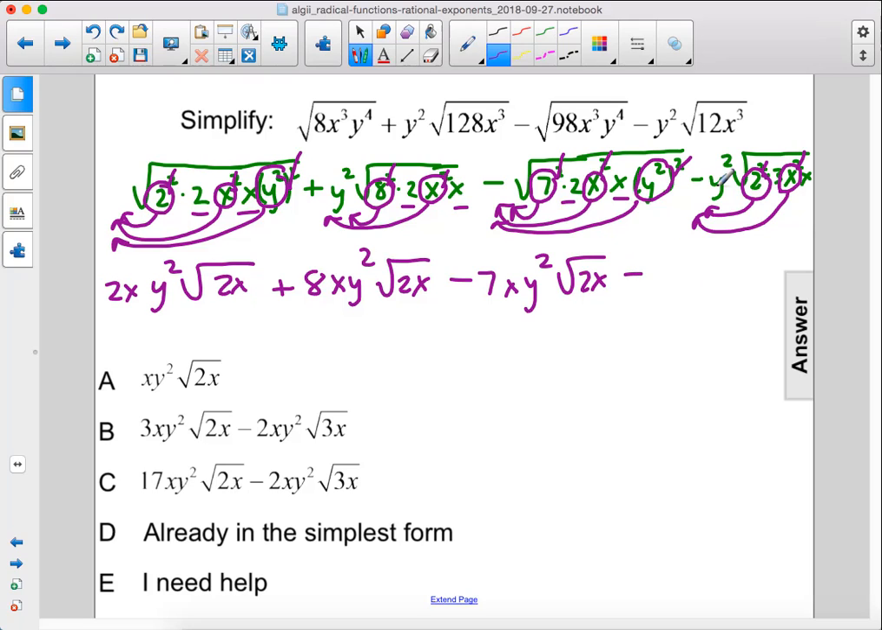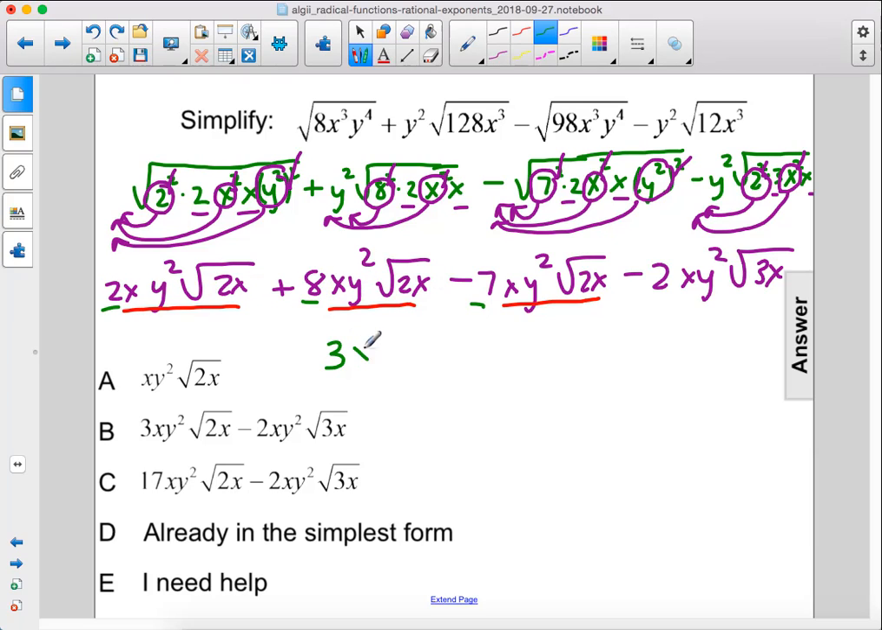And then minus, we have a 2 out front, we're moving an x out front, we already have a y squared, times radical 3x. All right, so we have like terms here, here, and here, but we have a radical 3x over here, so we can't combine that one. But that means that we can combine the coefficients 2, 8, and negative 7, which gives us 3. And then we write the rest of the like terms.